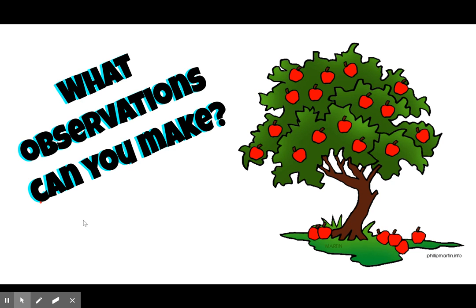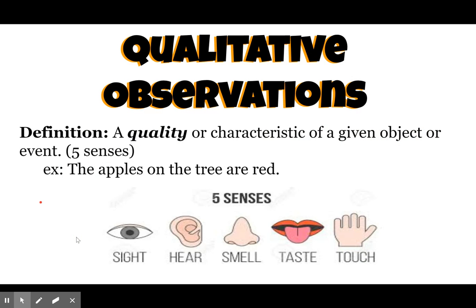So some observations we made, some involved numbers, right? Counting the number of apples, the number of branches. Some involved the sight, so the color. So now let's talk about our 2 types of observations.